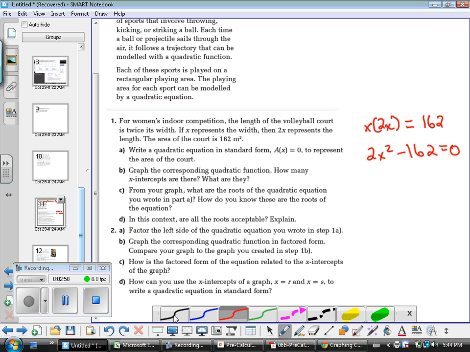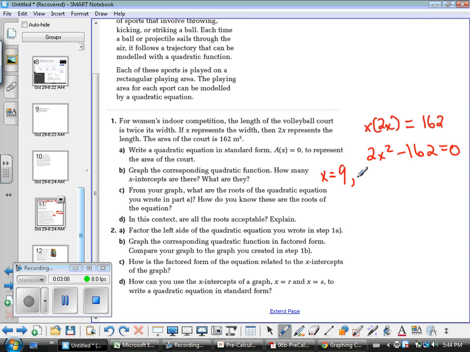There are 2 of them. Obviously only one of them makes sense in our problem, because we're not going to have a negative width. But we know that x can equal 9, or it can equal negative 9. So from your graph, what are the roots of the quadratic equation? The roots are 9 and negative 9. And how do you know? Well, when you substitute them in for x, your left side and your right side are equal. They make the equation true. And are all roots acceptable? No, because we don't want to have a negative width.